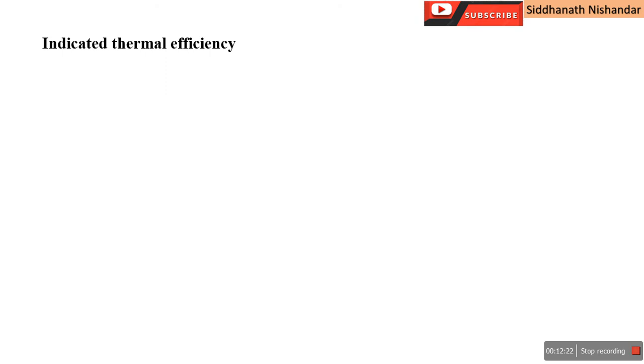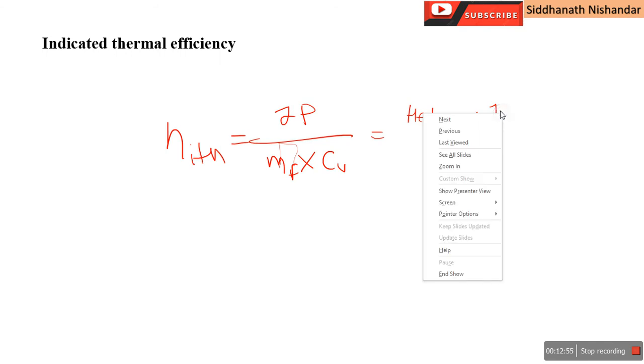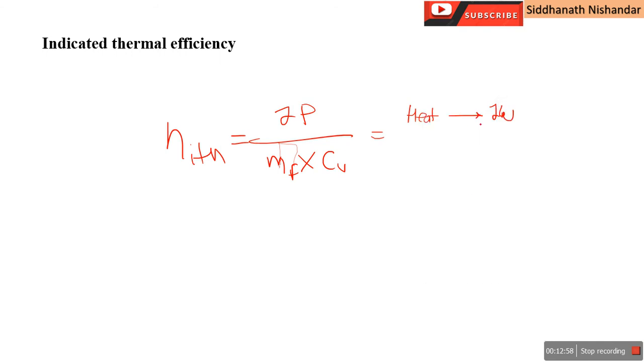Then next is the indicated thermal efficiency. I write the formula here. Indicated thermal efficiency, eta suffix ith, is the ratio of indicated power to the mass of fuel into the calorific value. What it indicates is the ratio of heat converted into indicated work to the heat energy supplied.